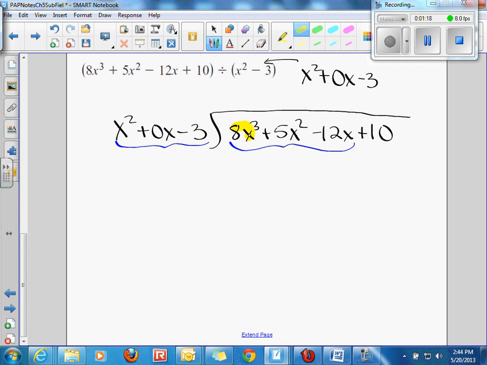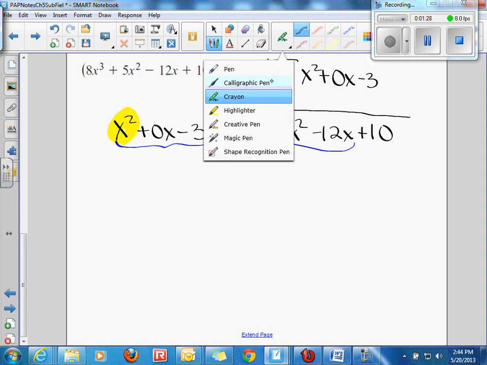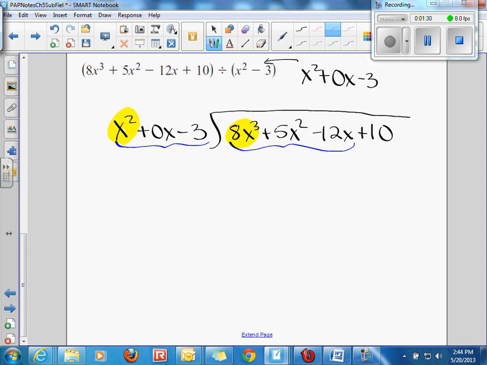So how do I get the first term of my divisor to be the same as the first term of what I'm dividing it into? So this is 8x cubed, this is x squared. So what I need to multiply the x squared by to get 8x cubed is 8x. And you'll always write that, since this one had 3 terms, we got to go over 3 terms and put it above that one, so 8x.